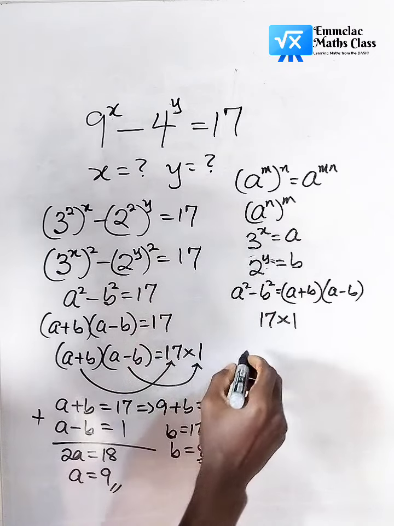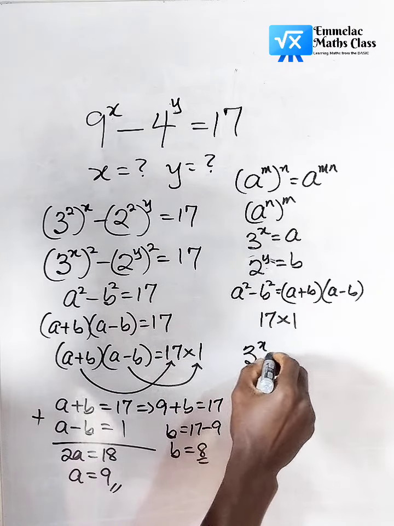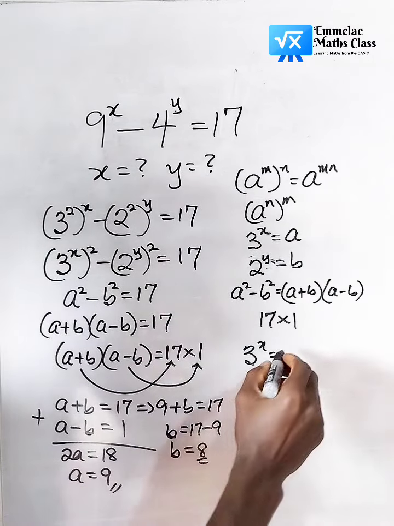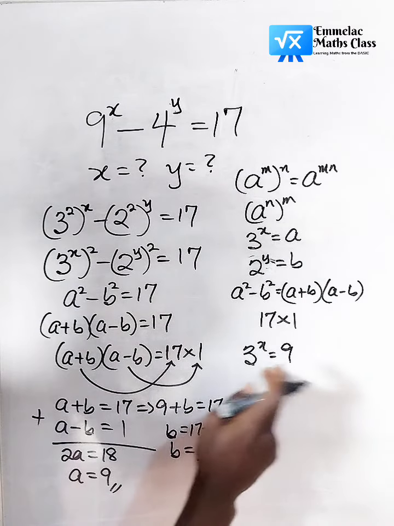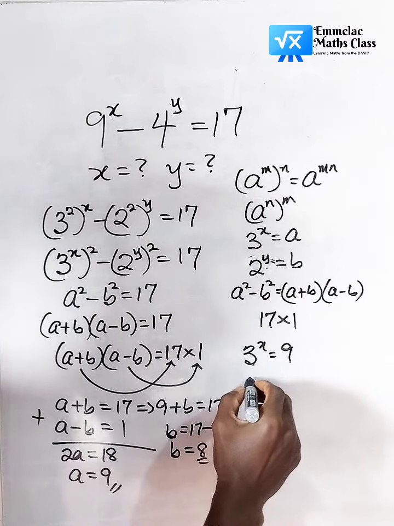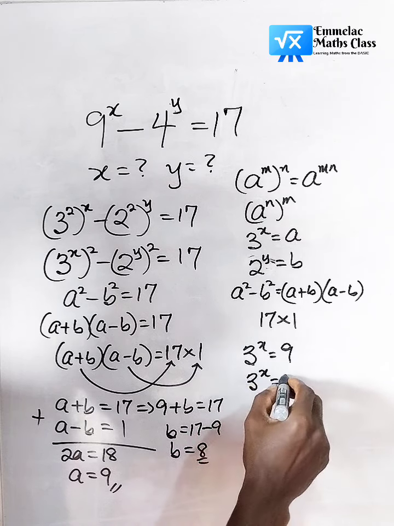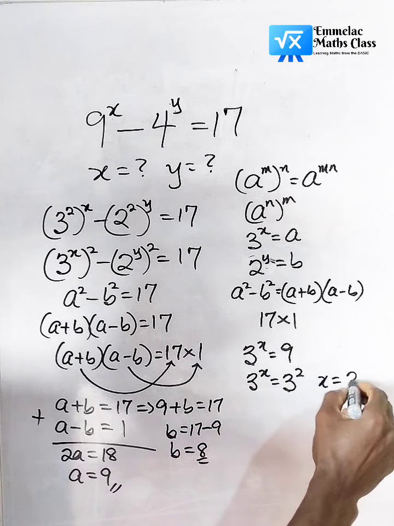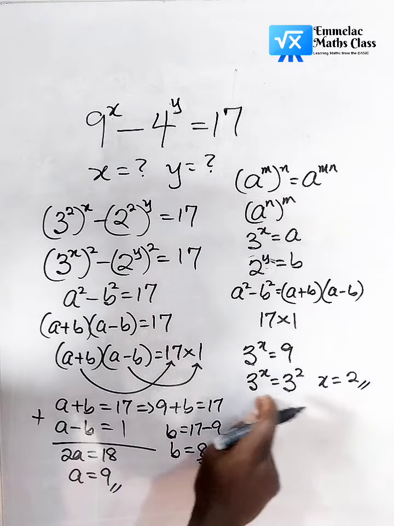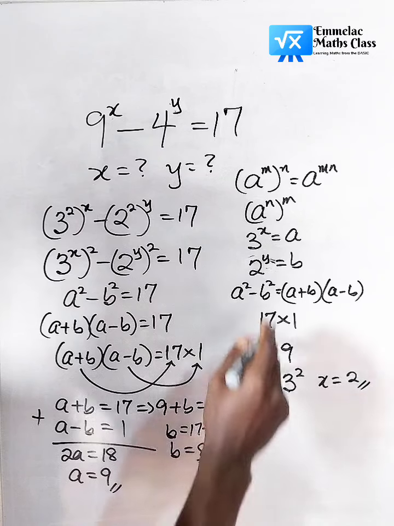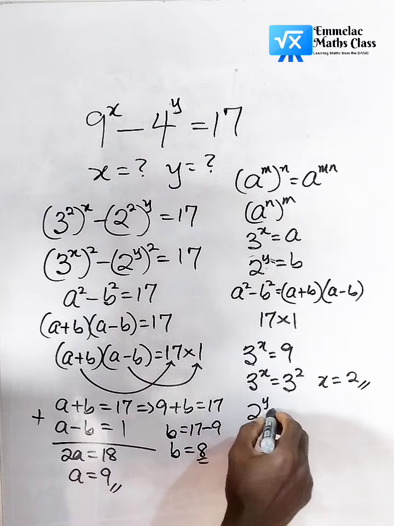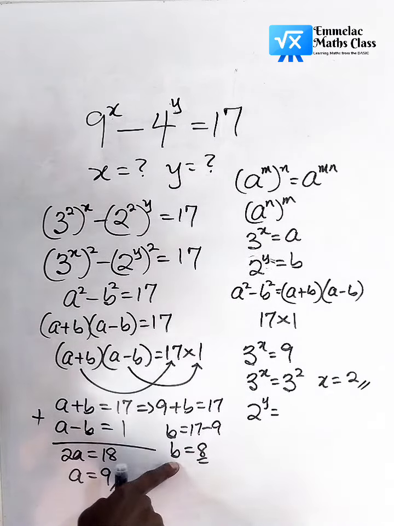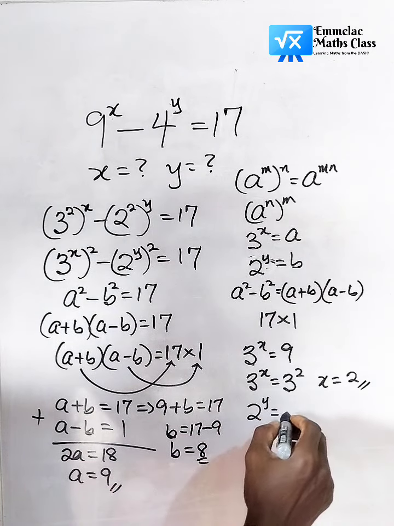Let us now equate this answer. For this, we have 3 raised to the power of x equals a. Our a is what? 9. Now reconciling the two bases, here we have 3 raised to the power of x equals what? 3 raised to the power of 2. So to this point, x equals what? 2, because they have the same base. Now the next one is 2 raised to the power of y equals b, and the answer for our b is 8.